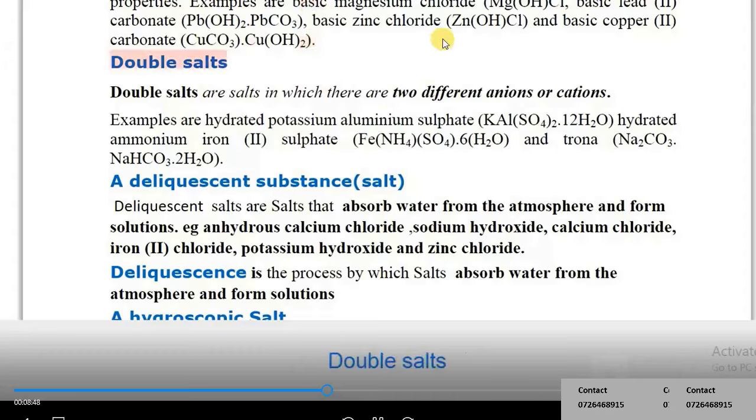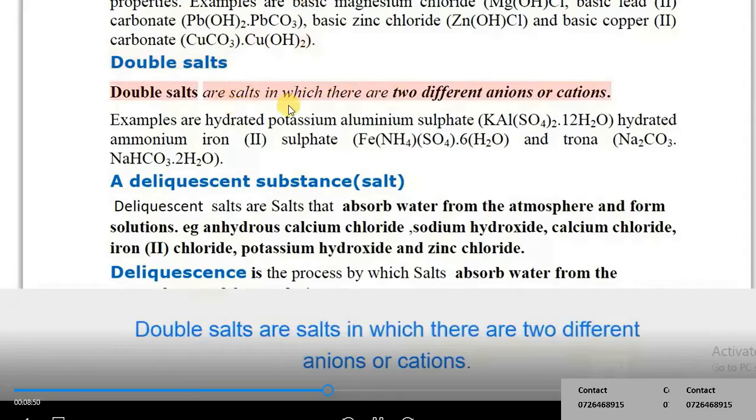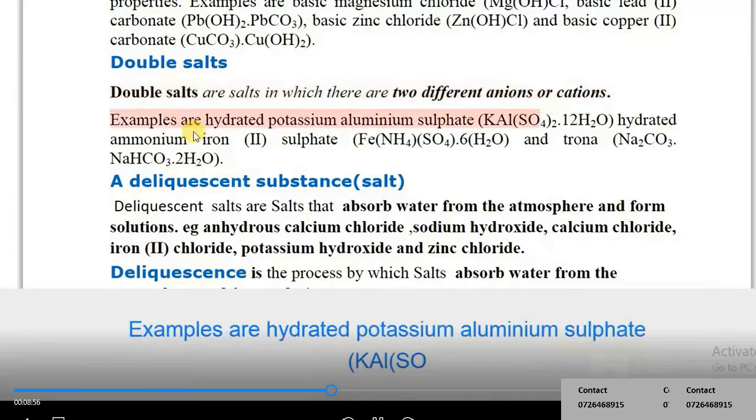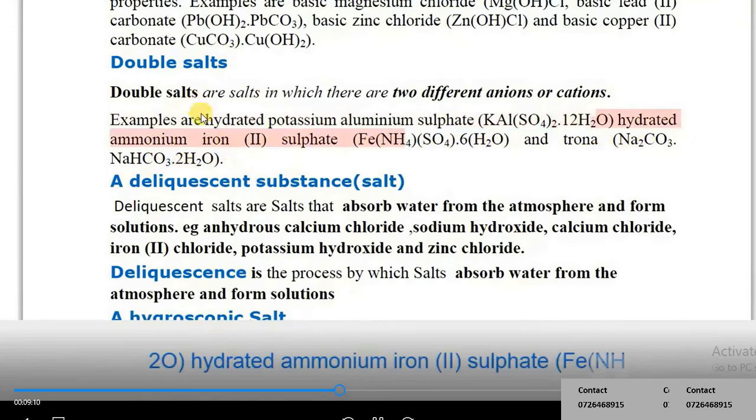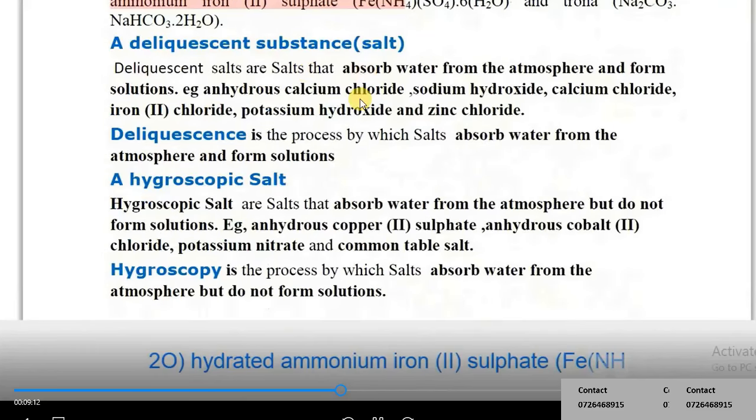Double salts. Double salts are salts in which there are two different anions and cations. Examples are hydrated potassium aluminium sulfate, hydrated ammonium iron 2 sulfate, trona. These are called double salts.